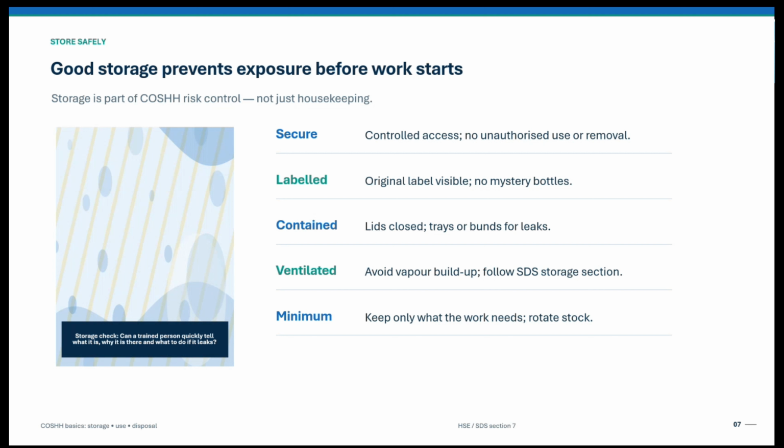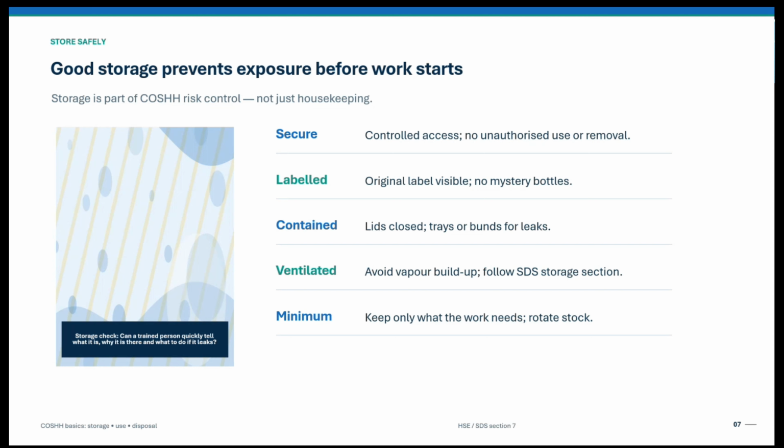So is it suitably contained? Are any lids closed if possible? If dispensing goods, are they stored on drip trays or bunds? You'll see quite often oil drums on big trays with a catch system in underneath. If we're dispensing COSHH goods internally or externally, they typically should be stored on one of those to avoid it getting on the floor, getting into the environment.